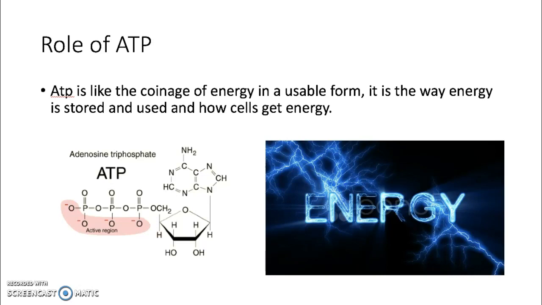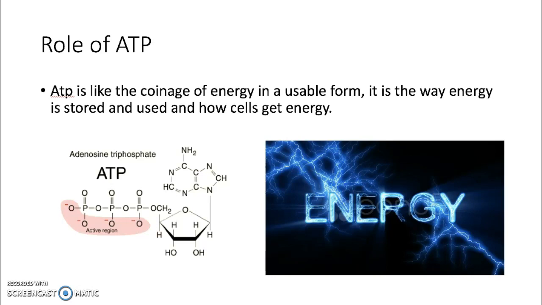The role of ATP. ATP is like the coinage of energy in a usable form. It is the way energy is stored and used and how cells get energy. When ATP is broken down, energy is released. This means the myosin can pull on the actin filaments, which shorten the sarcomeres.